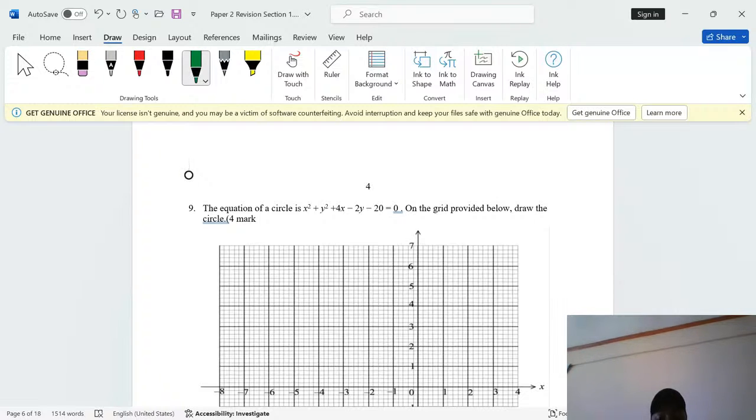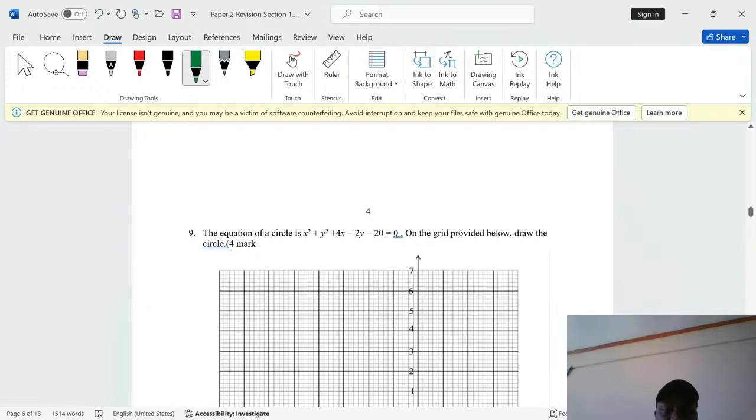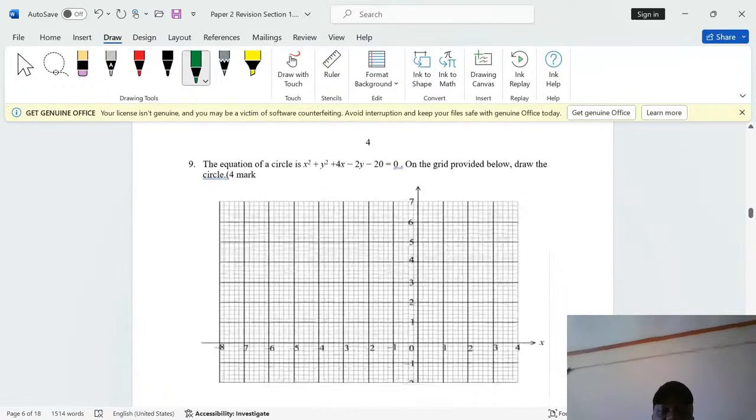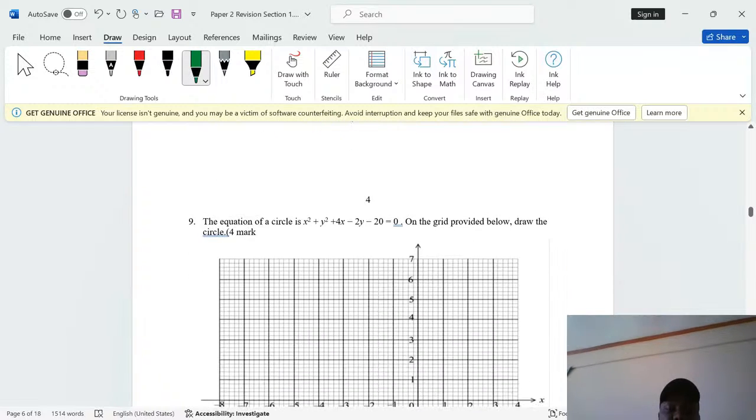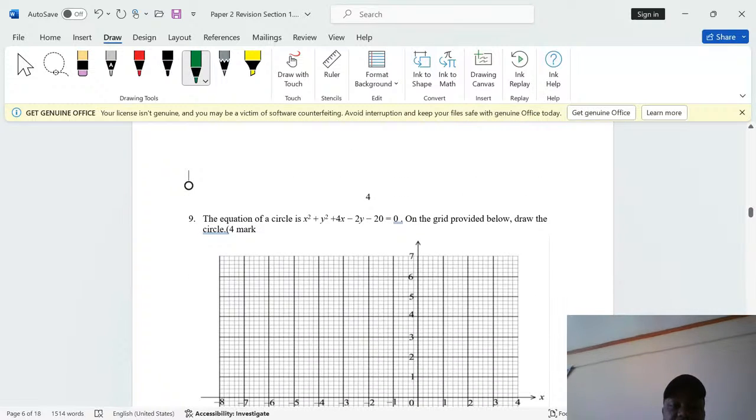You can be sure the first 3 marks will be for determining the radius of the circle and also the center of the circle. When that is determined, you will move ahead to draw the circle on the graph provided. Therefore, to determine the center of the circle, we are supposed to arrange such that we start with the x terms. So we have x squared, then the other x term will be plus 4x.